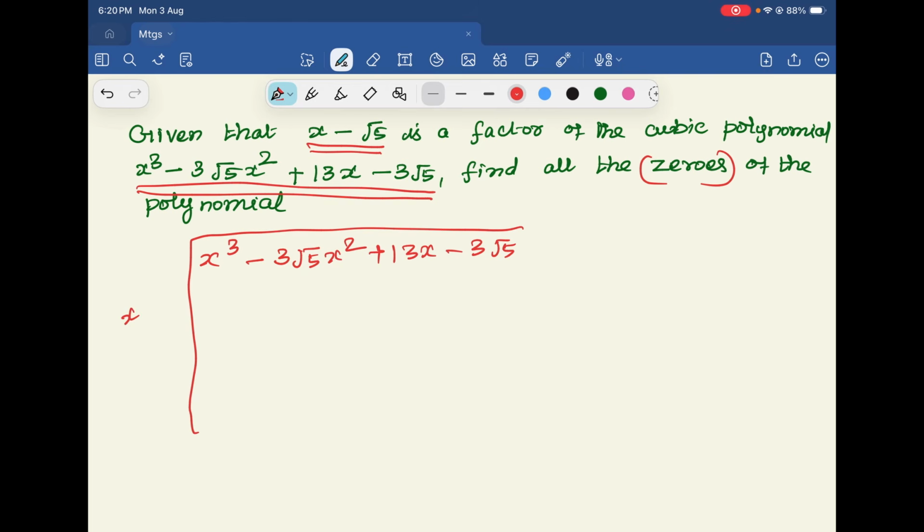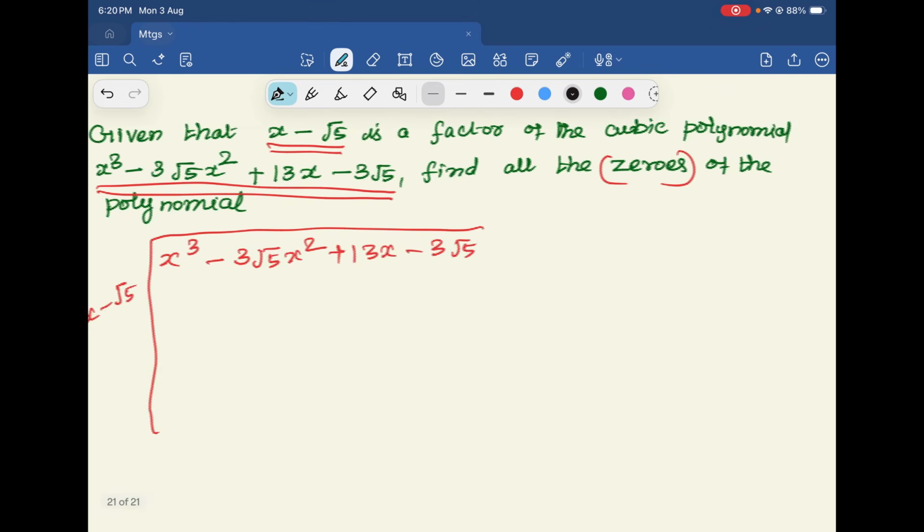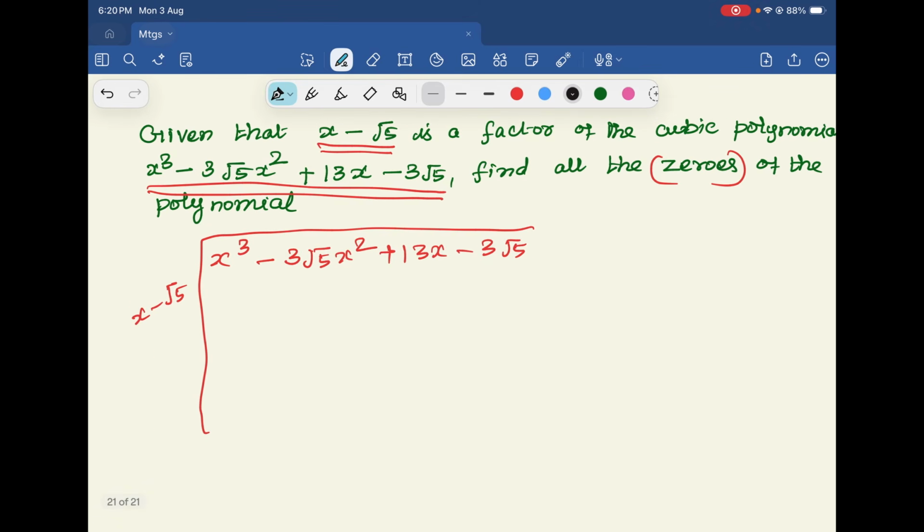So divide by x minus root 5. First, the coefficient is 1. So 1 x cube divided by x, what is the answer? x square. So first x square.